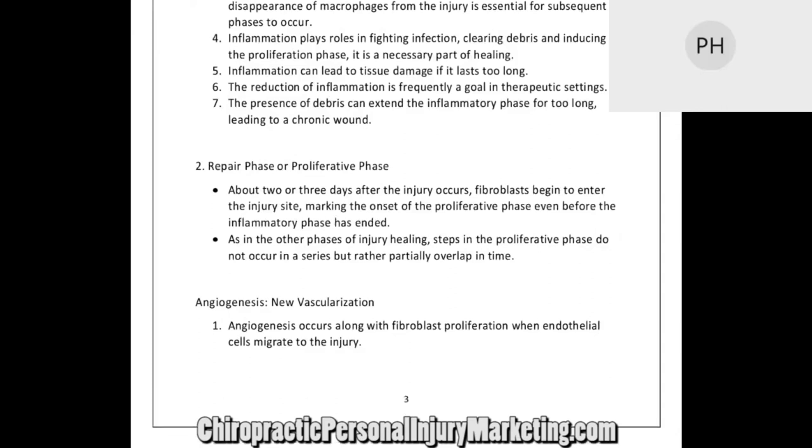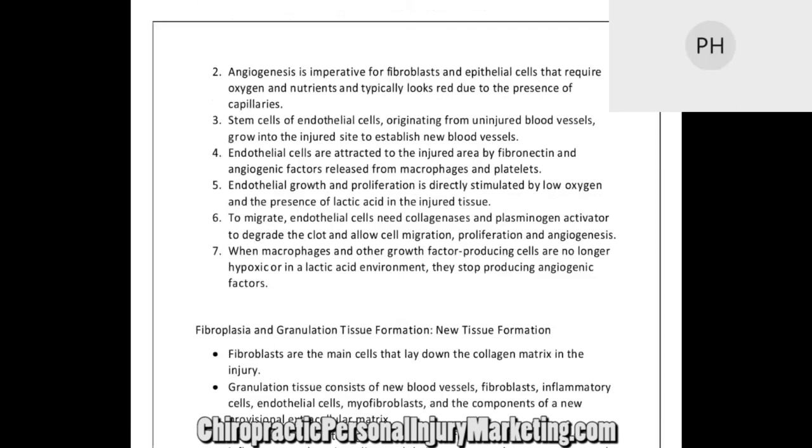Angiogenesis. Now new vascularization occurs along with fibroblast proliferation, when the endothelial cells migrate to the injury. So the new circulation is occurring. Angiogenesis is imperative for fibroblasts and epithelial cells that require oxygen and nutrients, and typically looks red due to the presence of capillaries. Stem cells of the endothelial cells originating from the uninjured blood vessels grow into the injured site to establish new blood vessels.